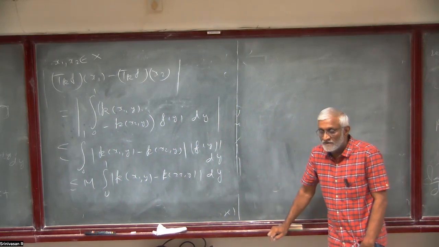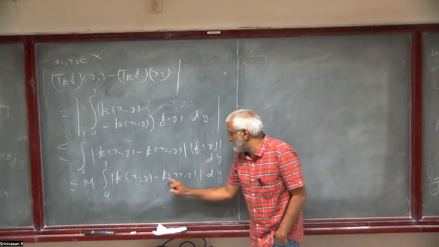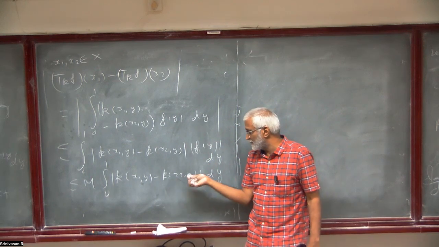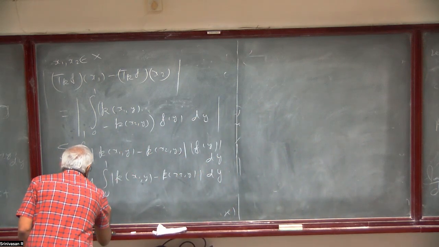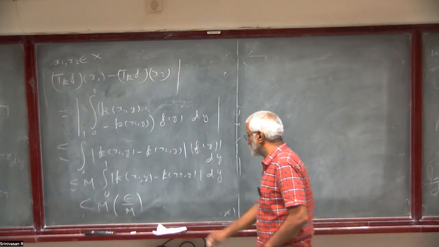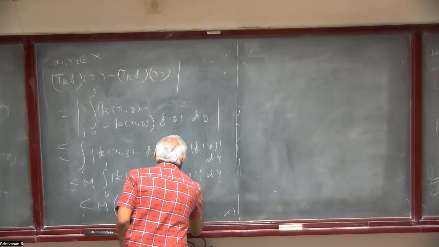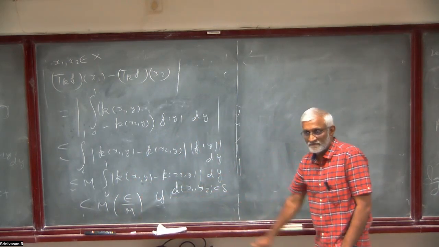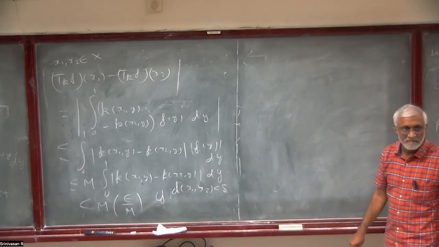Now k is continuous. Given an epsilon, you can find a delta such that this difference is less than epsilon. Yes, k is uniformly continuous, irrespective of y, it doesn't matter. So this can be made less than m times epsilon by m if you want, and the integration is between 0 and 1. The constant will become less than epsilon if the distance between x1 and x2 is less than some delta. Delta can be chosen such that this happens. So we have proved that it is equicontinuous. Any question?